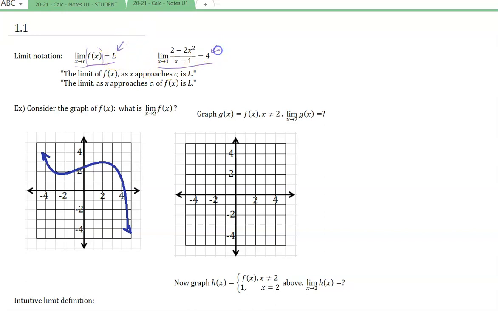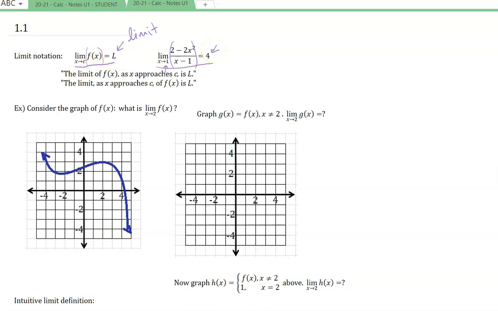Whatever goes on the right side here, this is the limit. The limit is a value. It is a value that a function is approaching. On the second one, you could read it the other way too: the limit of 2 minus 2x squared over x minus 1 as x approaches 1 is 4. So we have a function inside the limit, and we have a value that the variable is approaching. In this case, it's a 1. Over here, it's a c. And then the value of the limit is what goes on the right of the equal sign.